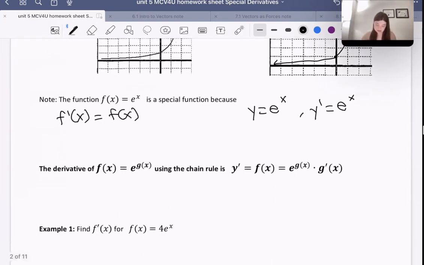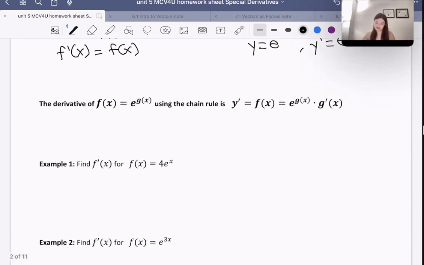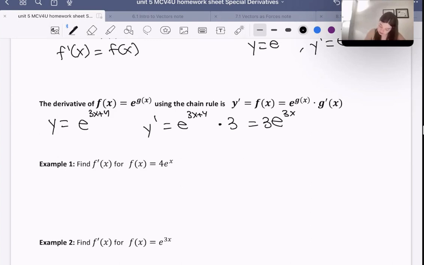Now, let's say that we're looking for the derivative of e to the power of something. In that case, we would have to use the chain rule. We would have to also multiply by the derivative of the exponent. So, for example, if y is equal to e to the power of 3x plus 4, y prime is equal to e to the 3x plus 4 times the derivative of 3x plus 4, which we know is 3. So this would be 3e to the 3x plus 4.